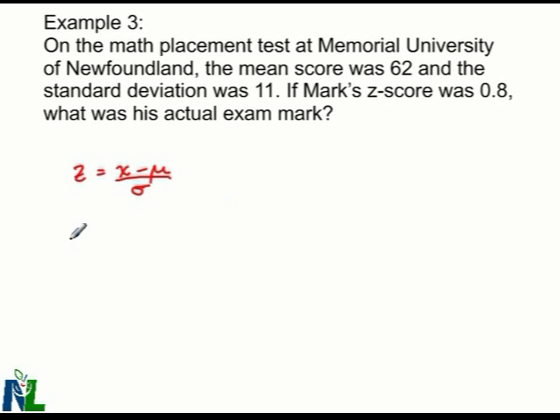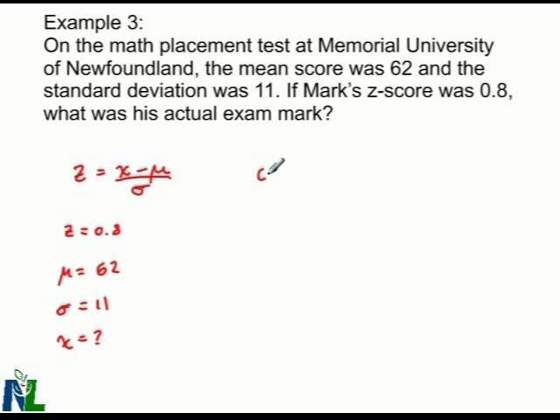In this particular problem, we're given the z-score, that's 0.8. We're given the average, which is 62, and we're given the standard deviation, which was 11. But we need to know what Mark's score was. So let's plug in the data we know.